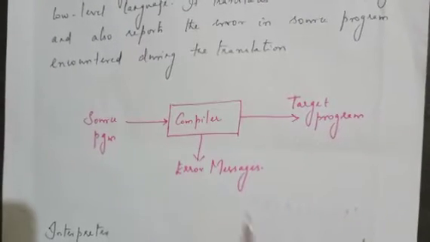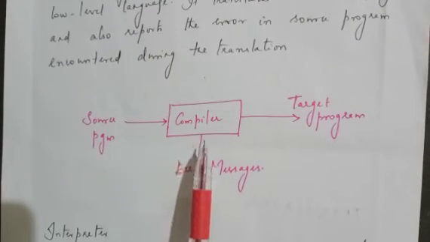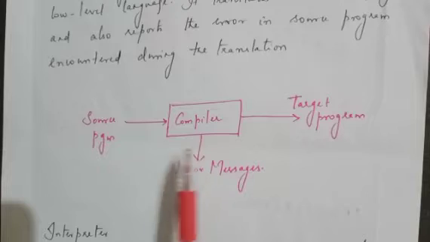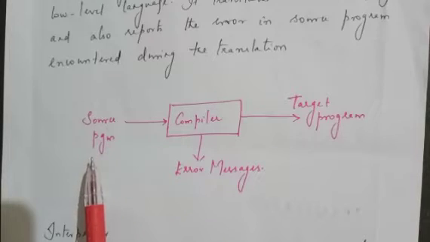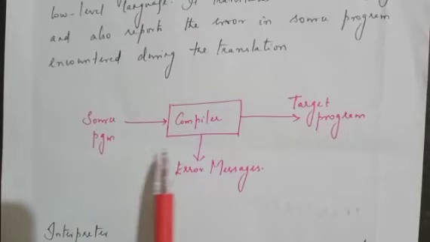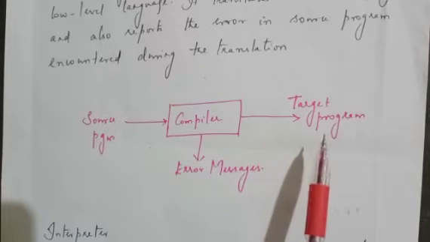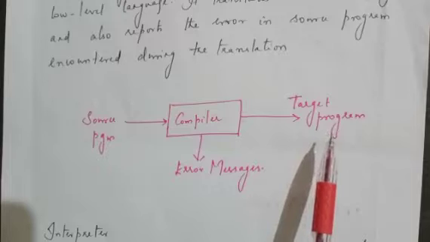So here the compiler is a software or program that takes as input the source program that is written in high-level language that is understood by humans, and it converts it into a target program that is understood by the machines.